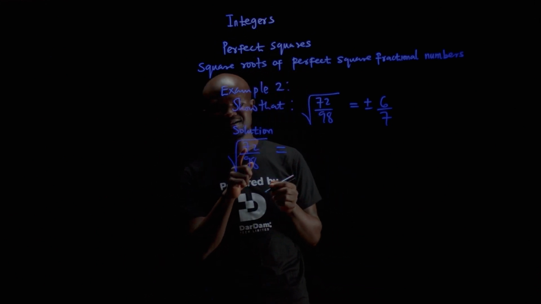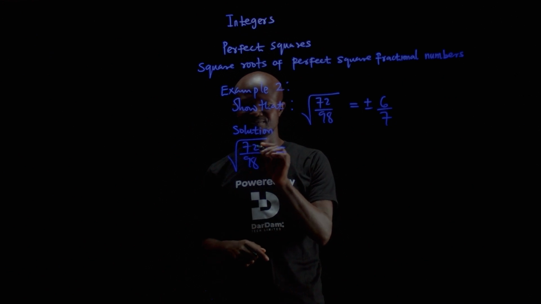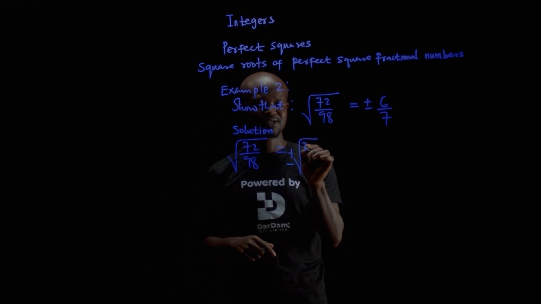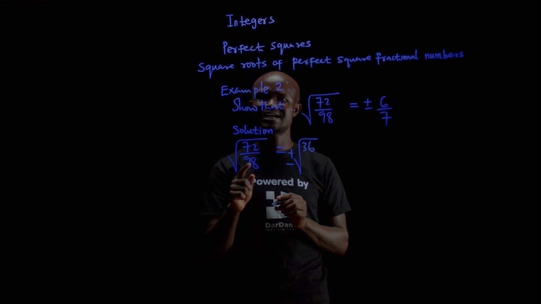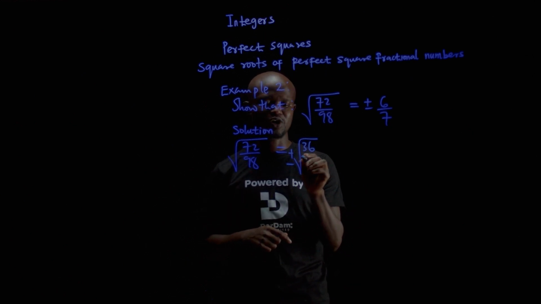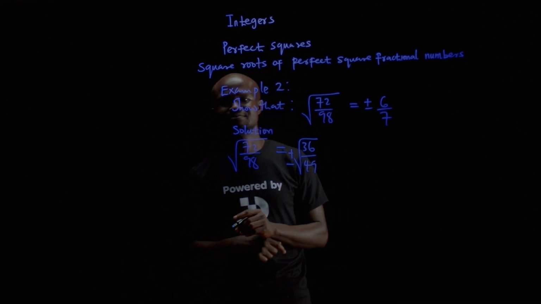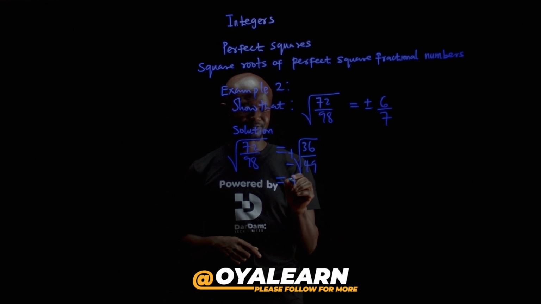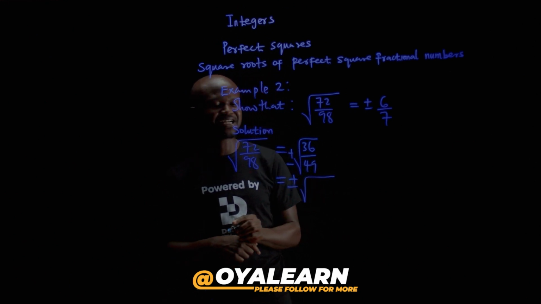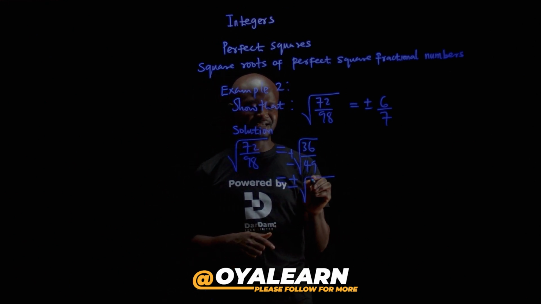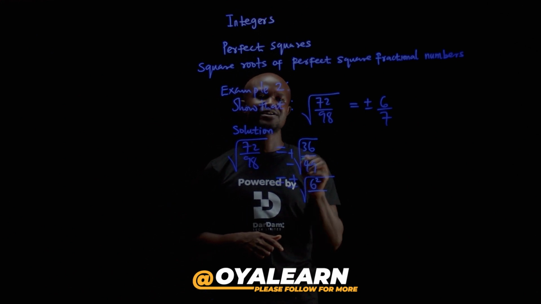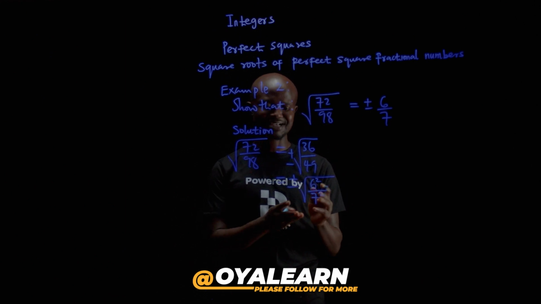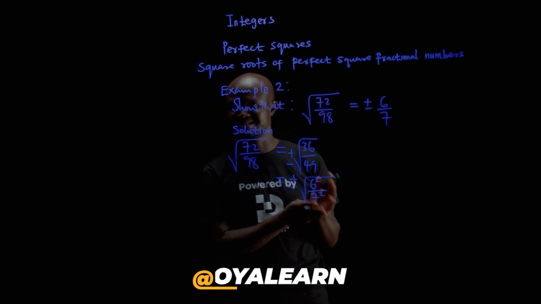So we can say plus or minus the square root of 72 divided by 2, which is 36, over 98 divided by 2. What do we have? 49. We have reduced this. And if you simplify this further, 36 is the same thing as 6 squared. And 49 is the same thing as what? 7 squared, because that's 7 times 7. 36 is 6 times 6.